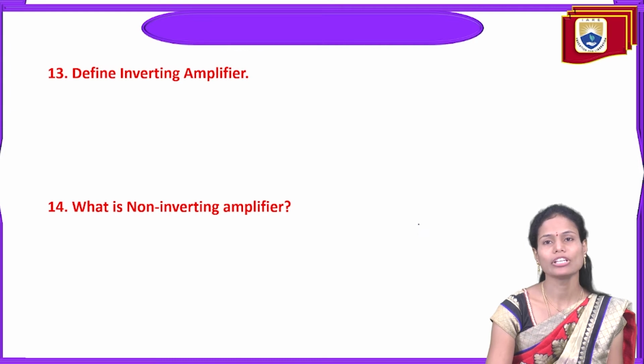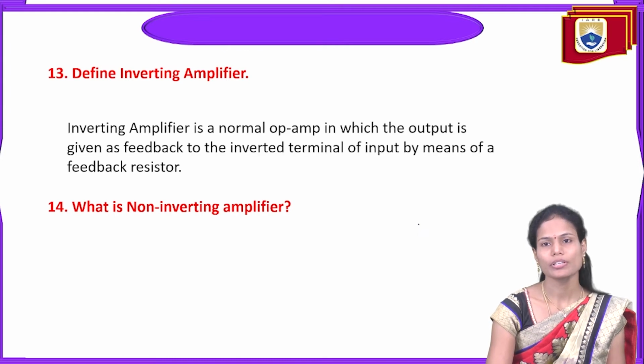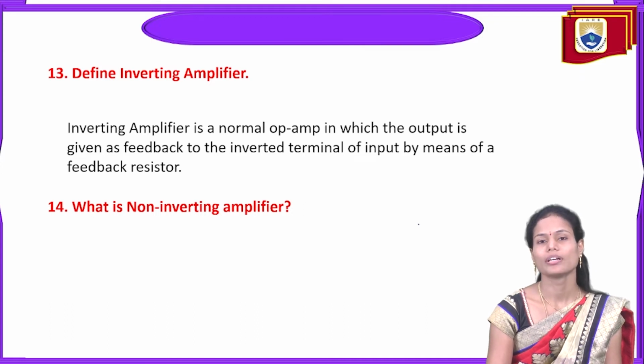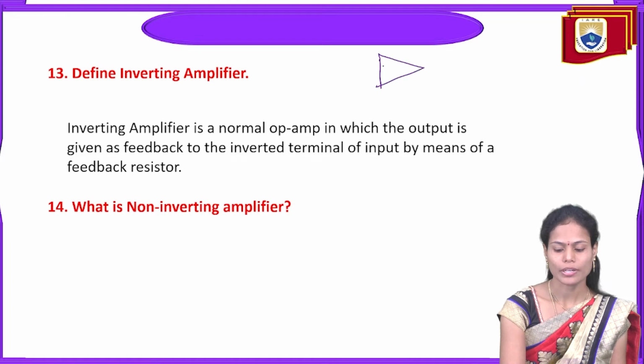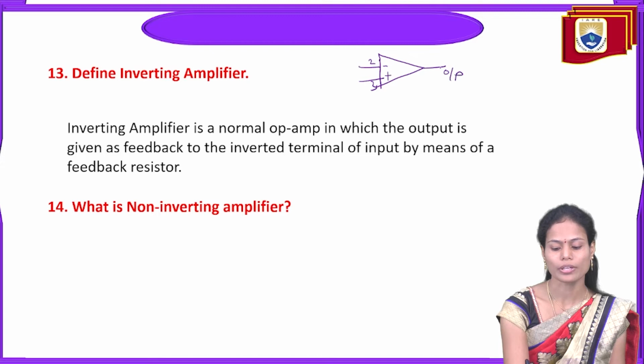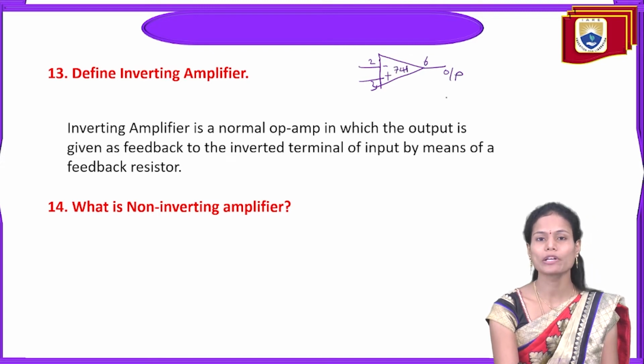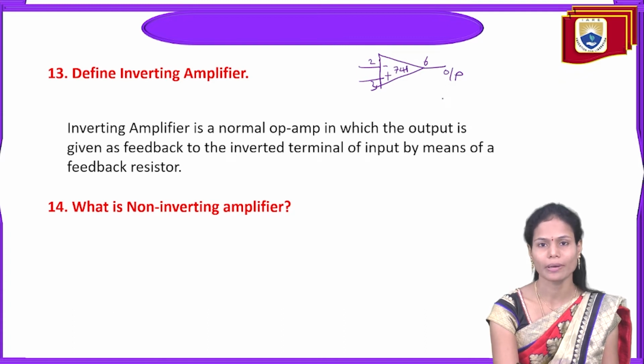And next, define inverting amplifier. So inverting amplifier is nothing but one in which the output is given as feedback to the inverting terminal of the input of the operational amplifier. If we take one normal operational amplifier, it has an inverting terminal as well as a non-inverting terminal, pins 2 and 3, and the output terminal is pin 6. It is pin 7 for one operational amplifier. Now it is in the open loop connection. We are not providing any feedback here.